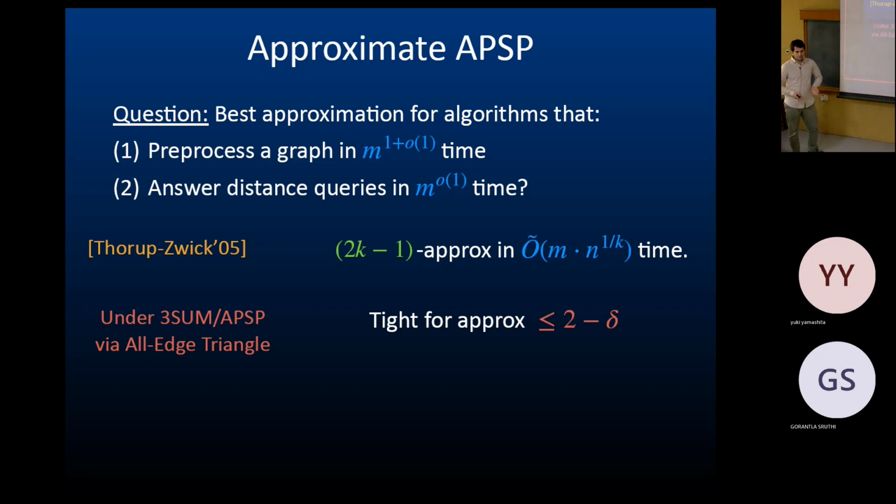What do we know in terms of lower bounds? It's kind of easy to show that breaking better than 2 approximation is going to be hard. Let me show you this reduction. This will be the most technical part of the talk. This lower bound will be based on either 3SUM or APSP, because we see a reduction from the all-edge triangle problem, which is hard under both of these problems.